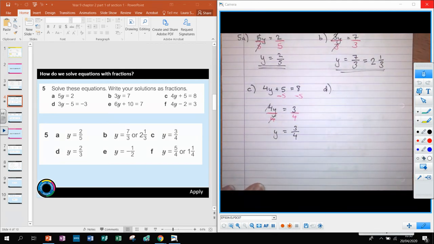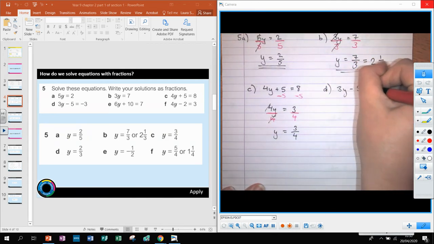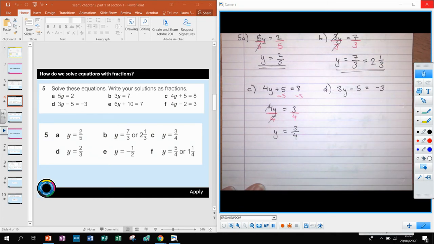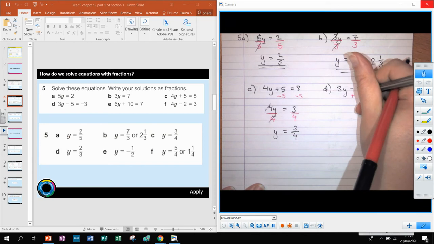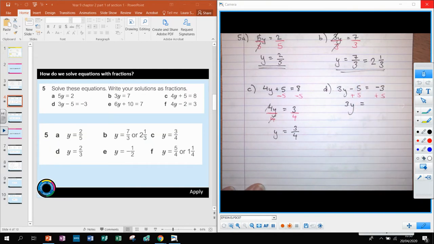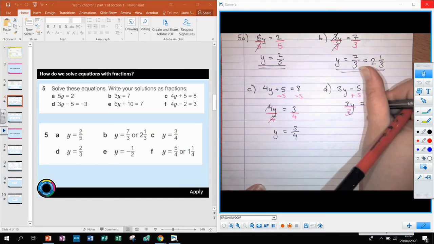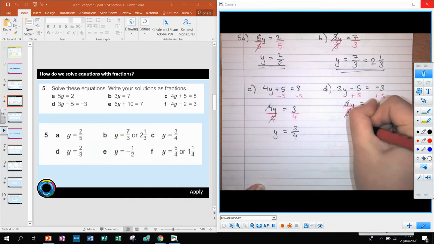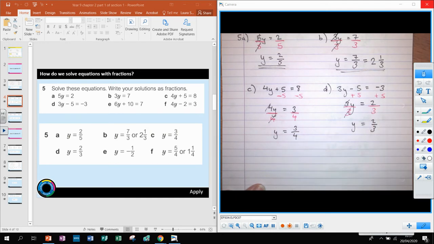For part D, we had 3y minus 5 is equal to negative 3. We're going to add the 5 to both sides. And that gives us 3y is equal to 2, because -3, let's say you started at -3 degrees and you added 5 degrees. 3 degrees would take you to 0. Another 2 degrees would take you to 2. So when you've got adding and subtracting with negatives, you can think of temperature to help you. -3 plus 5 gives us 2. We can then divide both sides by 3. That cancels out, and we get y is equal to 2/3, which we're going to leave as a fraction as well.